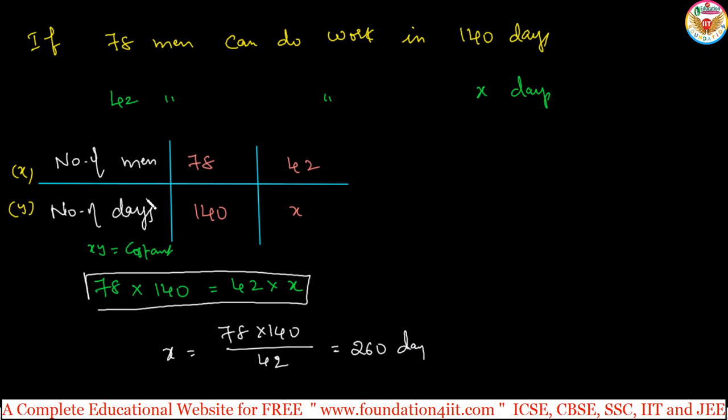So a simple thing: whenever the question is based on inverse variation, when one quantity is reduced, the other is increased. 78 to 42 is decreased for men, so the days must be increased, 140 to 260. Just observe the quantities and you can make this. So this is about inverse variation. Based on these two, let me explain clearly using the unitary method and the arrow method.